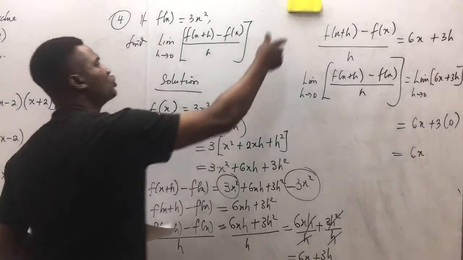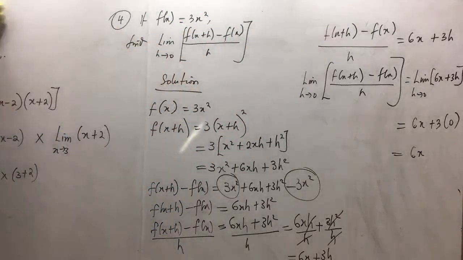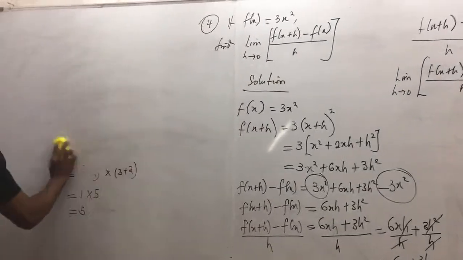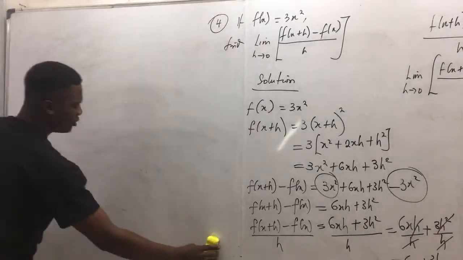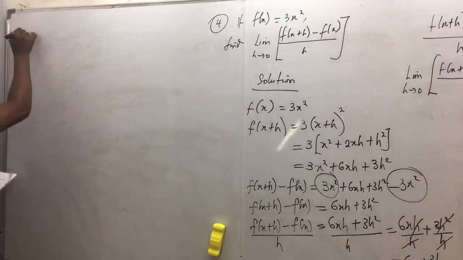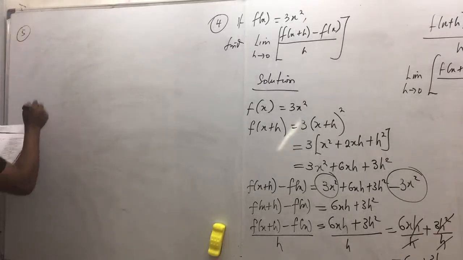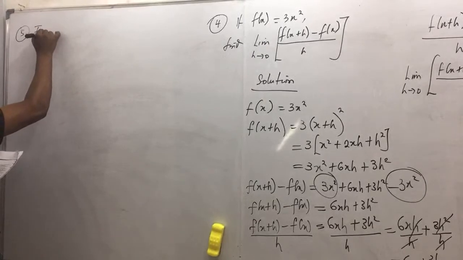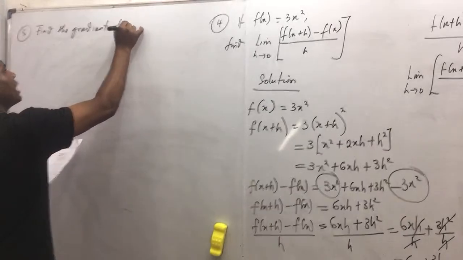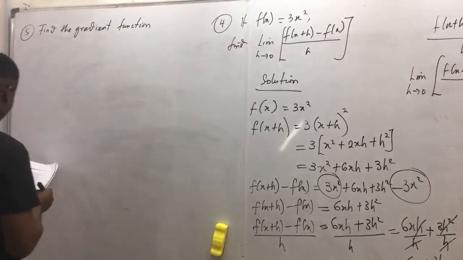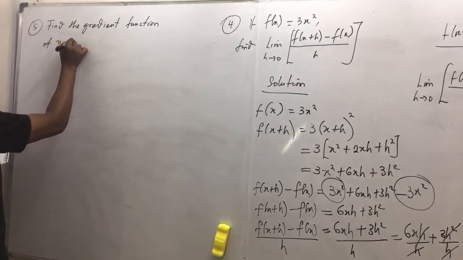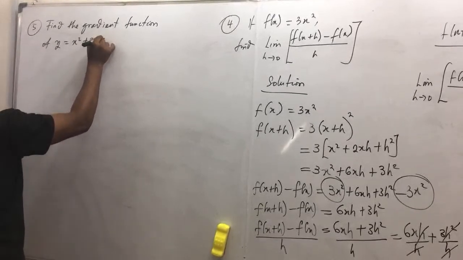Let's move over to problem number 5. So for problem number 5, what are we demanded to do? We are asked to do the following. The problem says find the gradient function. You must have heard me mention at the beginning of this class the gradient function. So find the gradient function of y equals x squared plus 3x plus 1.